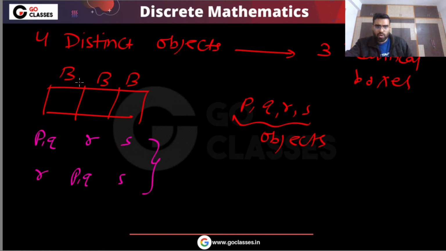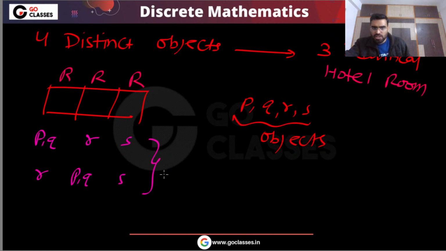These are not different because all the boxes are same. It's like in a hotel. This is a hotel room. Just think like this: identical hotel rooms. All these are exactly the same room. So these two are basically the same, because here PQ are together, R is separate, S is separate. Here also PQ is together, R is separate, S is separate. So these two are basically same.